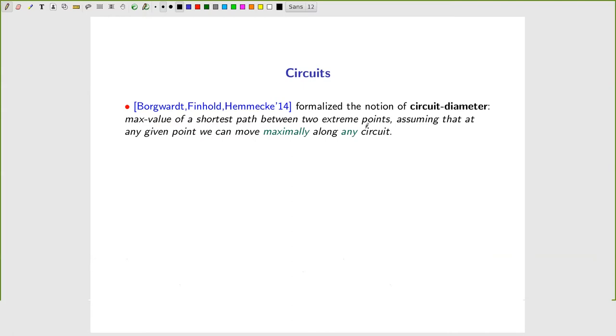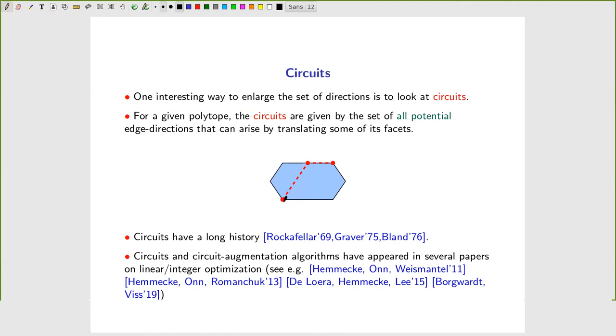Of course, it makes sense to use circuits not just from an algorithmic point of view, but once we have that, we could also study structurally what happens to the path between extreme points. And so in particular, the notion of circuit diameter is the maximum value of a shortest path between two extreme points, assuming that at any given point, you move maximally along any circuit. So here we have seen an example. In this case, the shortest path between these two extreme points is actually two. So we are reducing here from three to two.